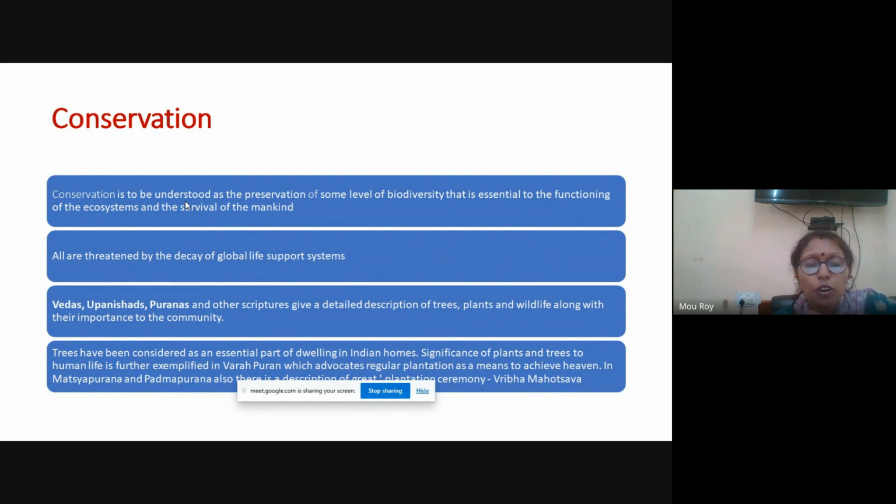Now, trees have also been considered an essential part of dwelling in Indian homes. There are a lot of plants and trees which are very beneficial to human life, and therefore in India we also celebrate Van Mahotsav, which is also known as Vana Mahotsava.